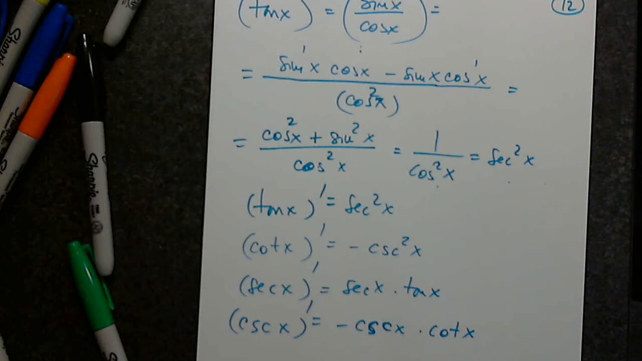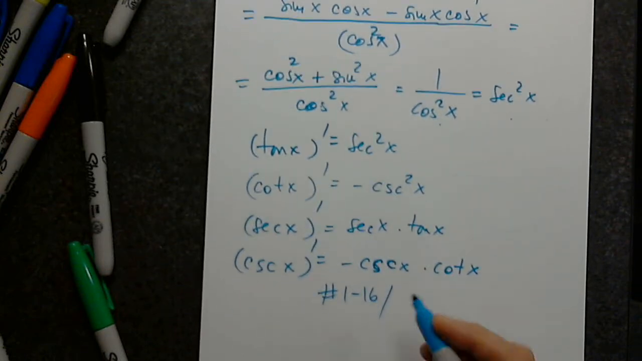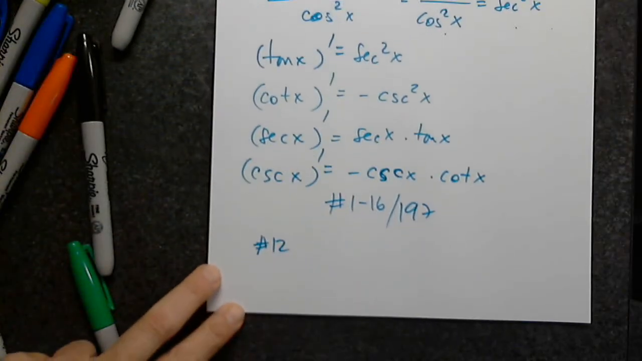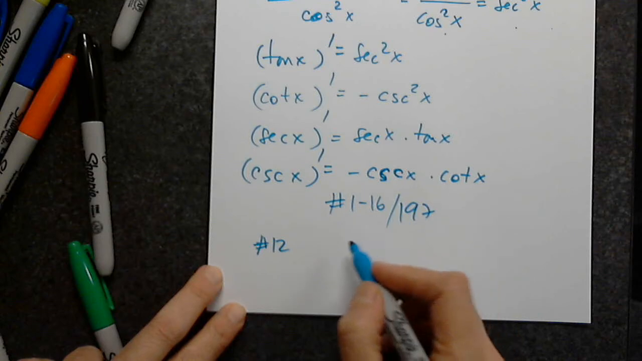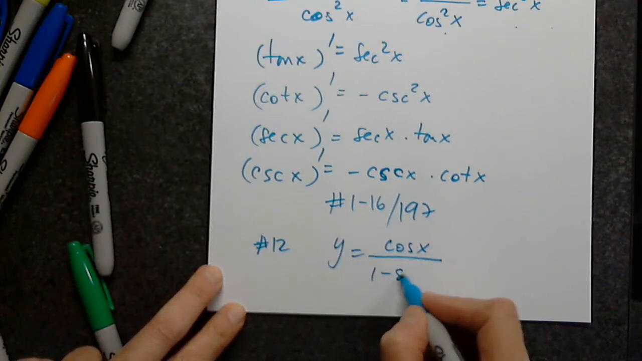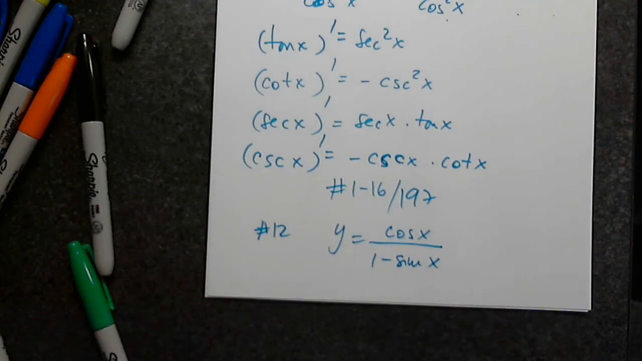On page 197, please choose anything you want from 1 through 16. Which one? 12. Let's take a look at 12. Y equals cosine x over 1 minus sine x. Very good pick. By the way, can I change this into a product?